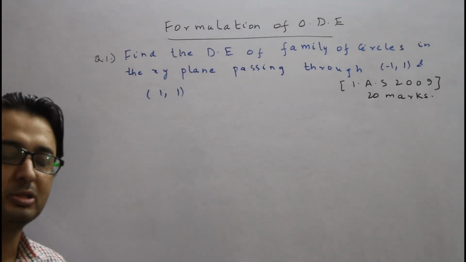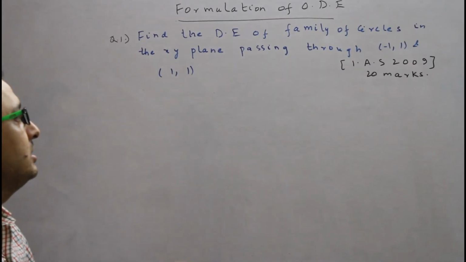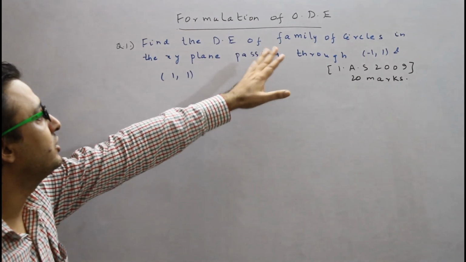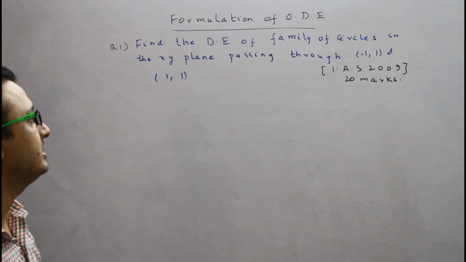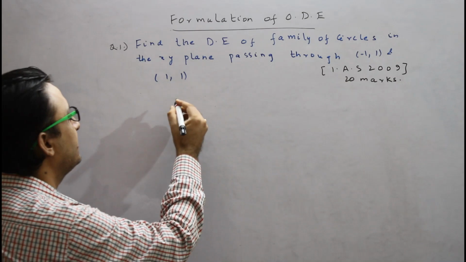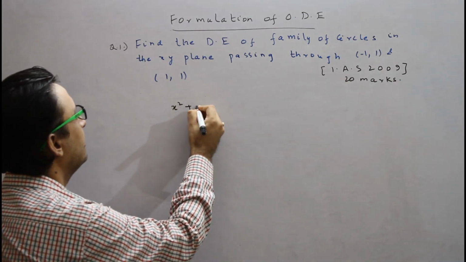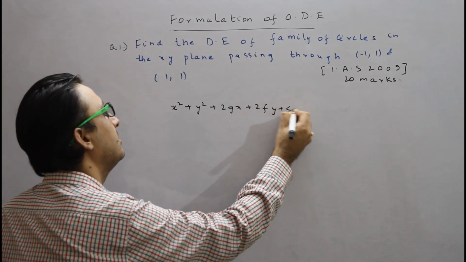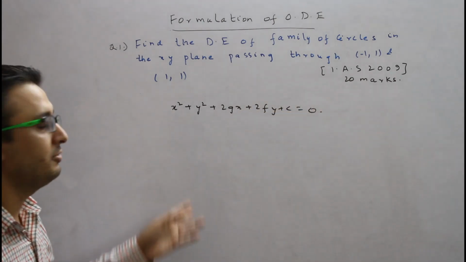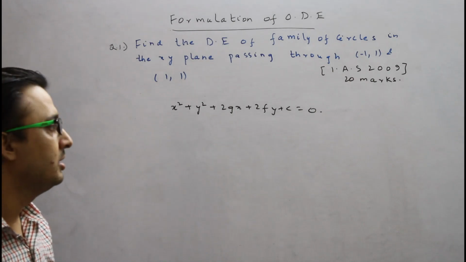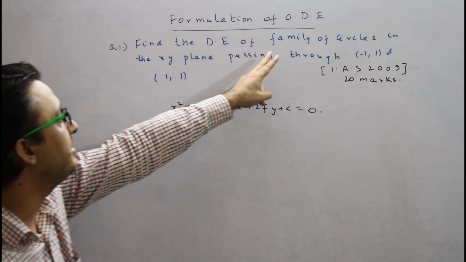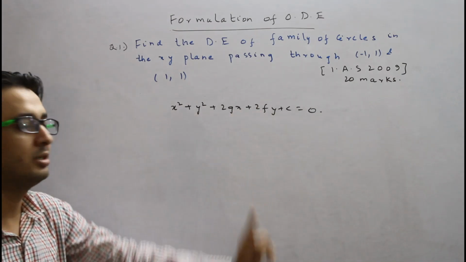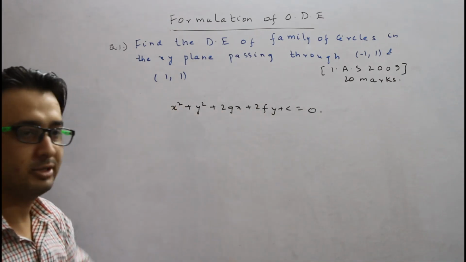Before I start solving this question, it is pertinent to understand what the equation for this is. Most of the candidates start writing the differential equation from the general equation for a circle, that is this. Definitely, if you solve through this, you will get the same answer. But here it is explicitly mentioned a family of circles. This is the general equation of a circle, so we cannot start with this equation.